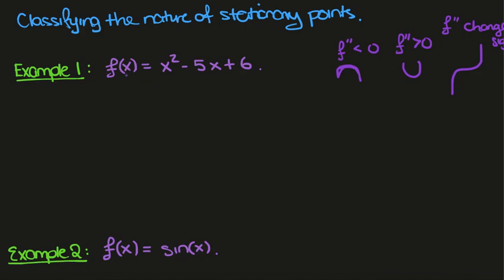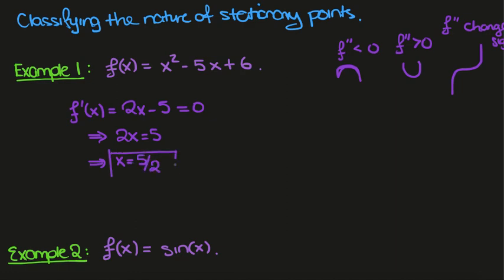First example, f of x is equal to x squared minus 5x plus 6. So we know how to differentiate these. This is just 2x minus 5, and the stationary point is given by solving f prime equal to 0. So this tells us that 2x is 5. So in particular, x is 5 over 2. So that's where the stationary point occurs. We want to determine the nature of it.